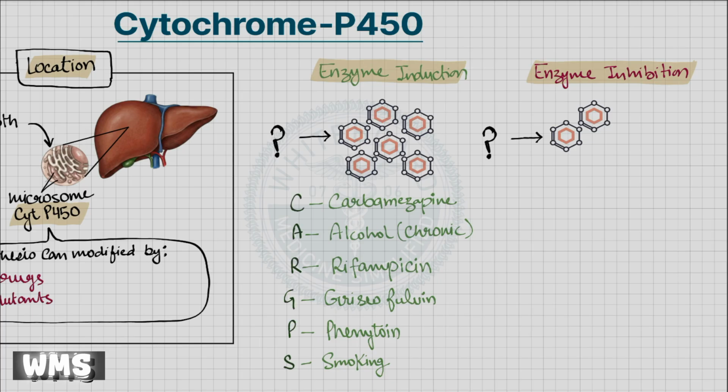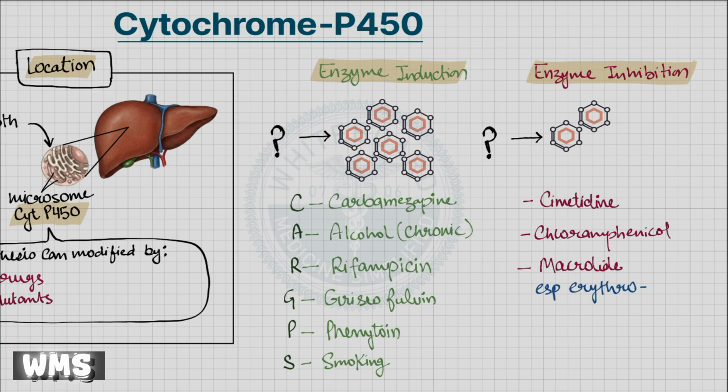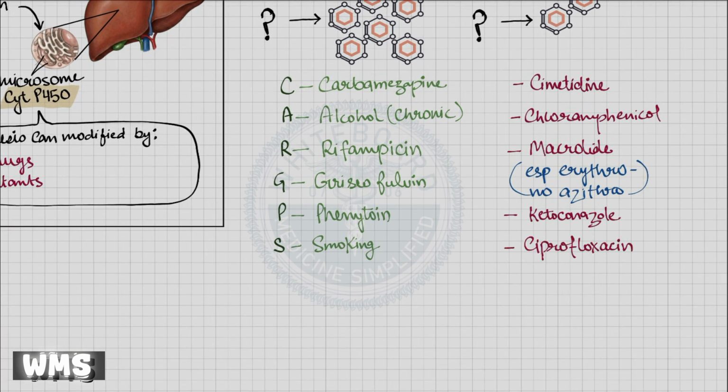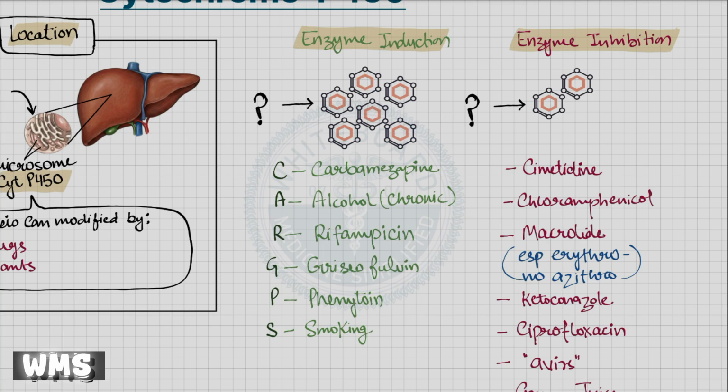CARGPS. Examples of enzyme inhibitors include cimetidine, chloramphenicol, macrolide antibiotics, especially erythromycin. Note, azithromycin has minimal to no CYP450 inhibitory effect. Ketoconazole, ciprofloxacin, antiviral drugs, particularly HIV protease inhibitors that end with avirs. Grapefruit juice. You only need to clearly remember either enzyme inducers or enzyme inhibitors, because knowing one automatically helps you infer the other in clinical situations.